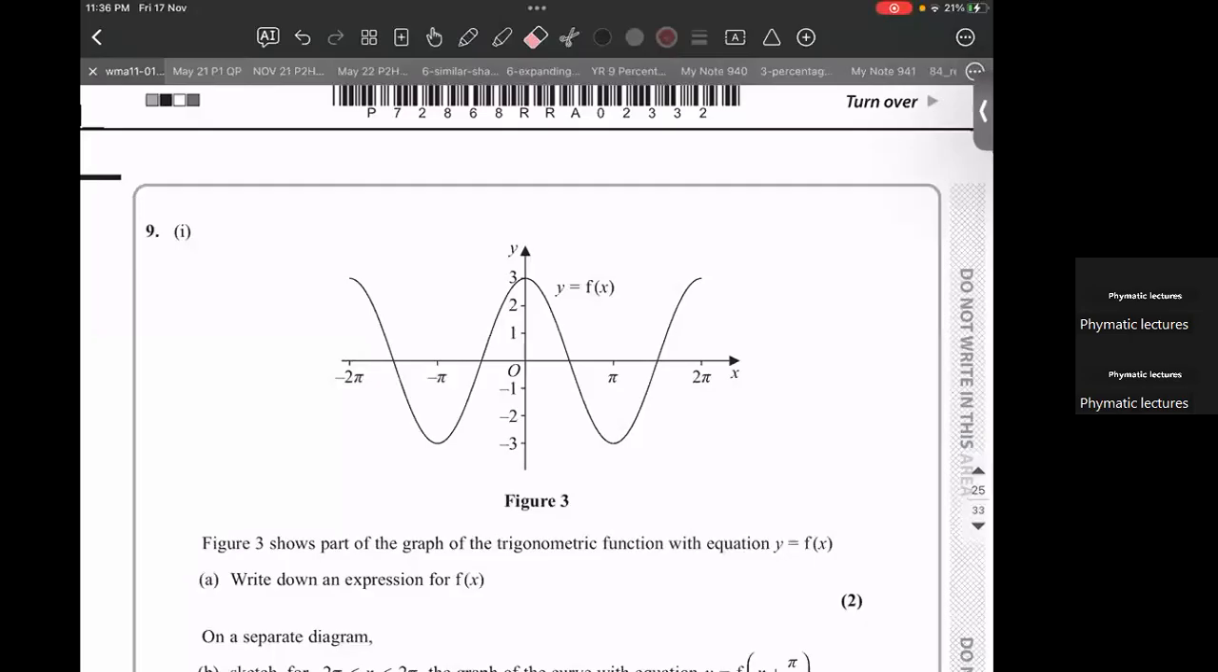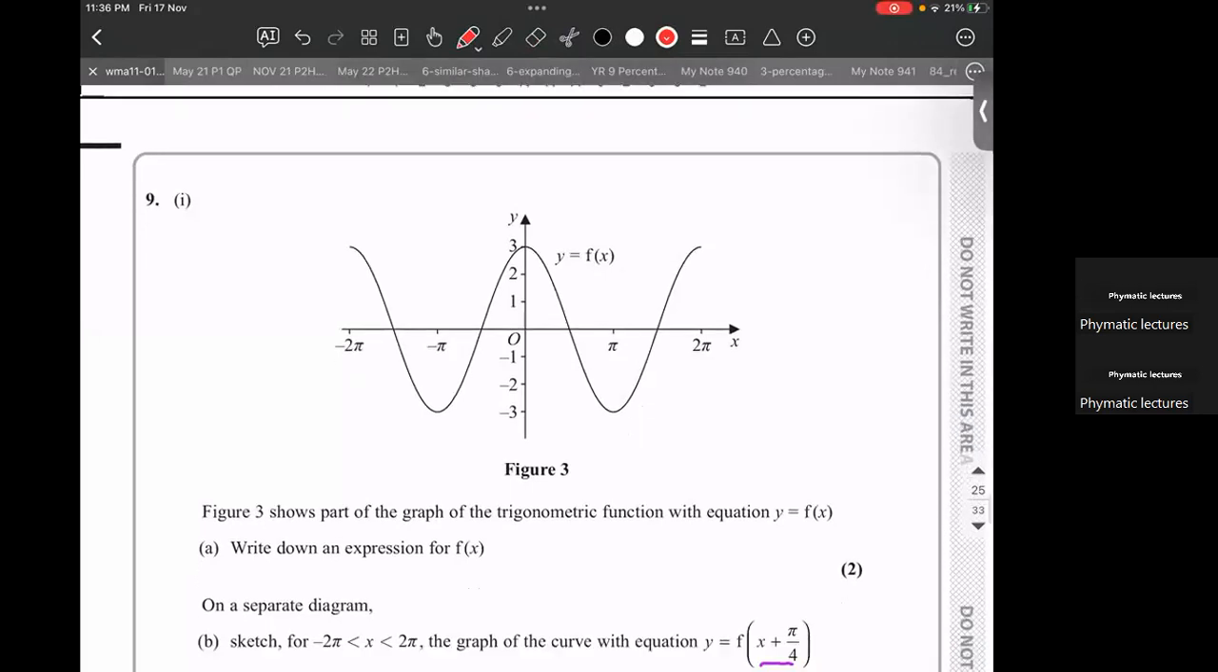Question number 9. This question is related to trigonometric graphs and transformations. Let's see this question. Figure 3 shows part of the graph of the trigonometric function with the equation y is equal to f of x. Write down an expression for f of x. So they are asking to write the equation from this graph.